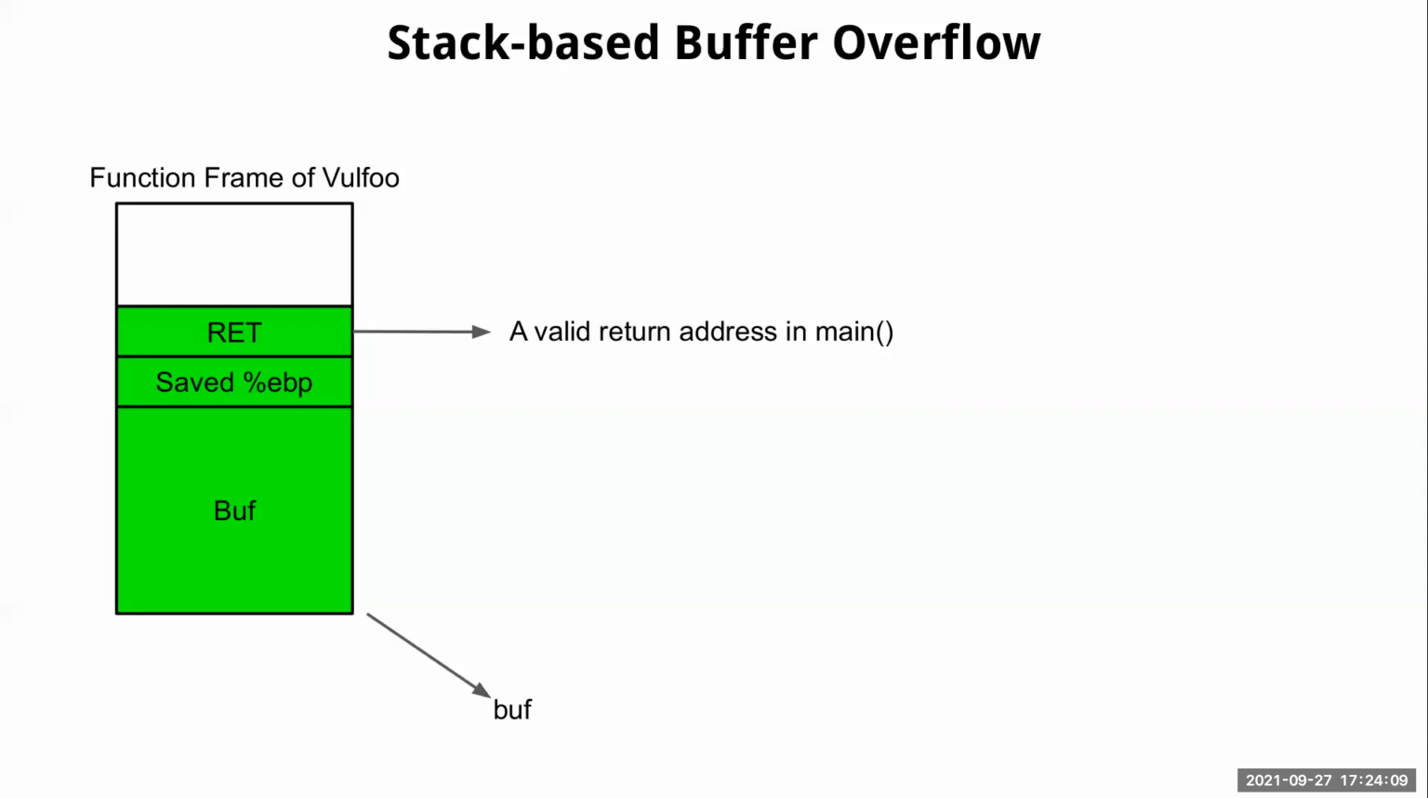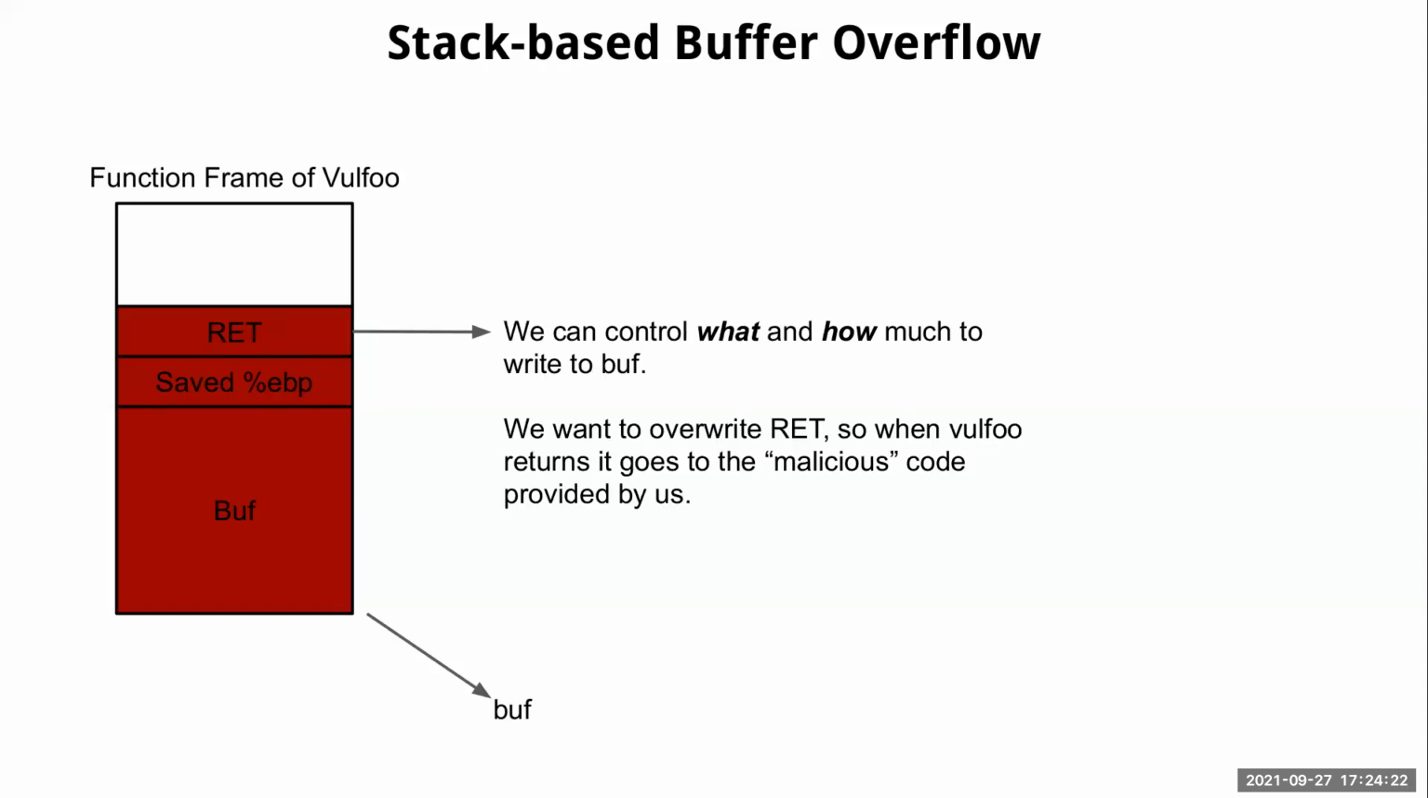So the stack looks like this. We have the buffer. We have the saved EBP. We have the return address. This is the function frame of overflow. If we overwrite from here, we can go up many bytes actually, thousands of bytes or even more, without directly crashing. So the return address here, we can control what is the return address we want.